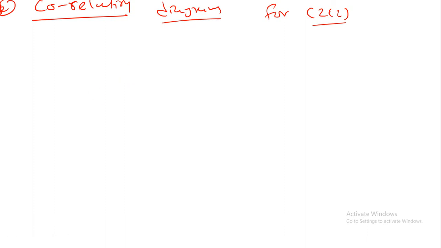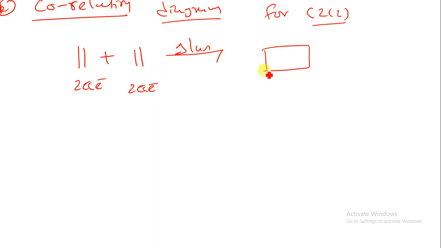Now let us understand this correlation diagram for the 2+2 cycloaddition reaction, or they can ask ethylene plus ethylene molecule or two ethylene molecules. Now ethylene molecule is a simple 2 pi electron system, both combined together they will form cyclobutane via thermal or photochemical condition. So this is our main reaction of cycloaddition for 2 plus 2 cycloaddition reaction.